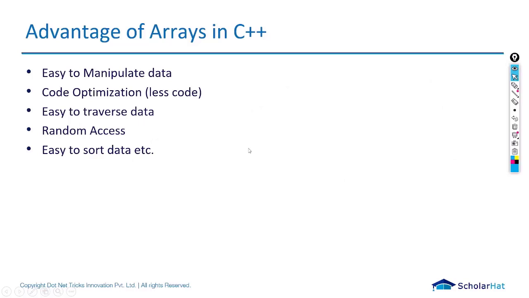Traverse means whatever the elements are there, to access all the elements, that is what traversal is. Random access: you can access those array elements randomly with the index number. I'll get you through all the things I'm trying to say here. Alright, let's move to the next. Now we're going to learn about array initialization.